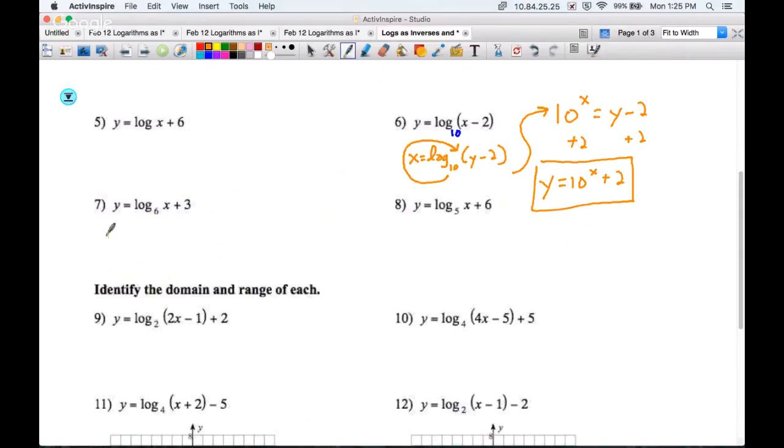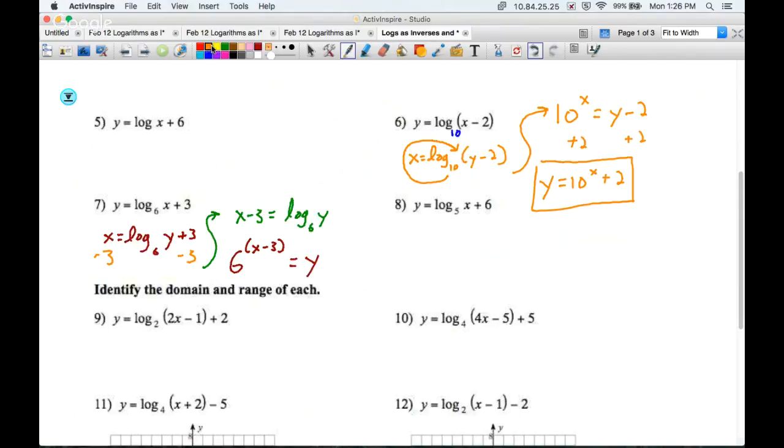For number 7, go ahead and swap x and y. x equals log base 6 of y plus 3. Now we do have an operation outside of our logarithm, so I'm going to subtract 3 from both sides to get x minus 3 equals log base 6 of y. Now we're ready to do the rearrangement. Base of the logarithm becomes the base of the exponent, 6 to the power of x minus 3 equals y.